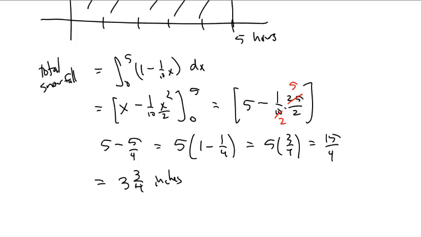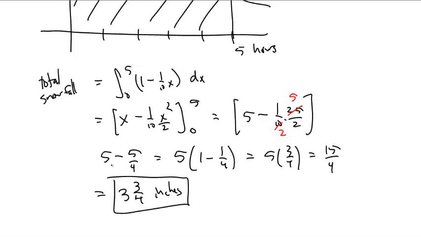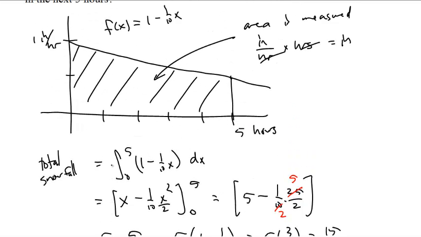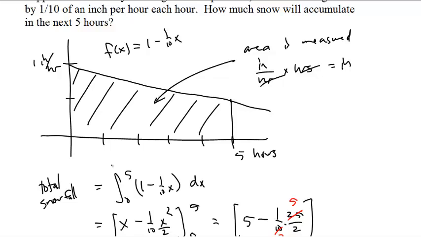So, not so bad. If it had kept up at 1 inch an hour, we would have gotten 5 inches in 5 hours, but because it's tapering off, we get a little bit less. But I hope that you can think about this. Sometimes when you graph a situation, you'll realize that the units of your area is what you're looking for, and that is a clue that your answer can be obtained by calculating an integral.